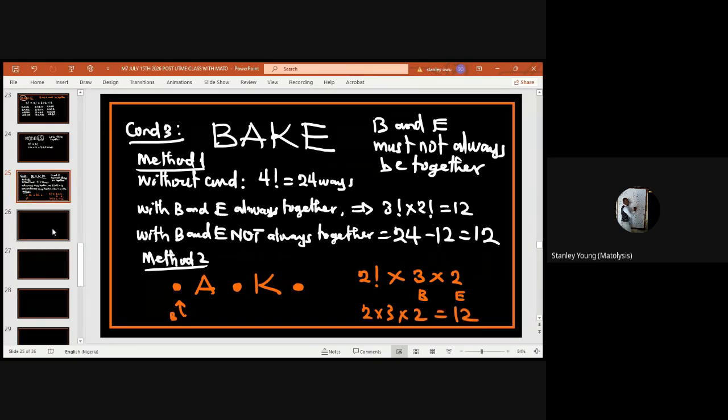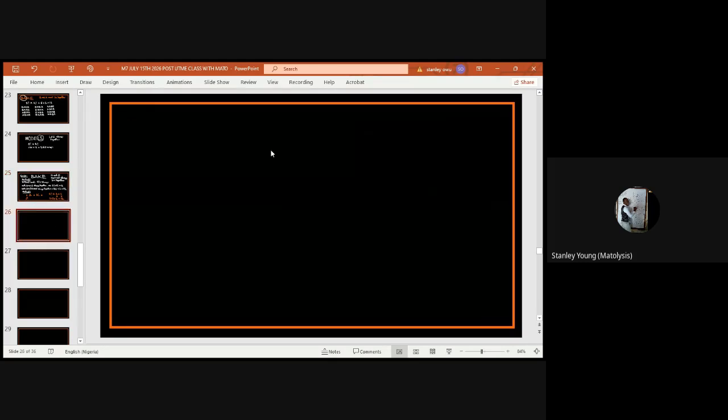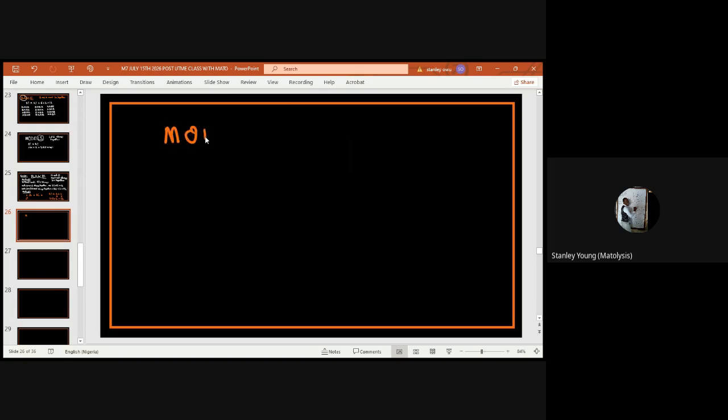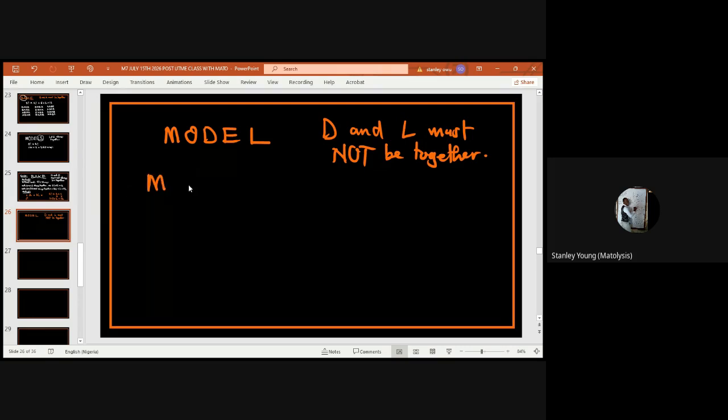Okay, let me use another example. If I have the word model and I ask you in how many ways can you arrange this so that D and L must not be together. So if D and L must not be together, what do you arrange first? Arrange every other thing first. M, O, and E.